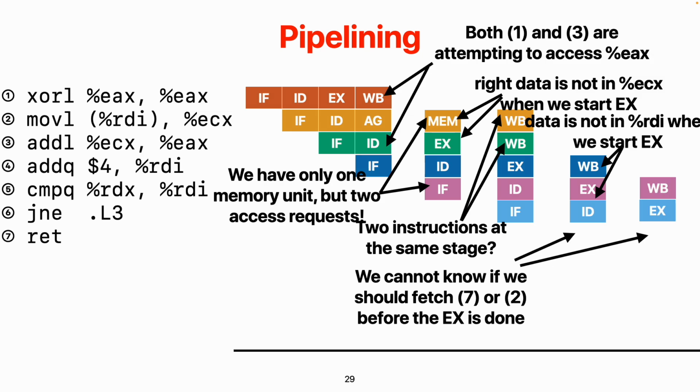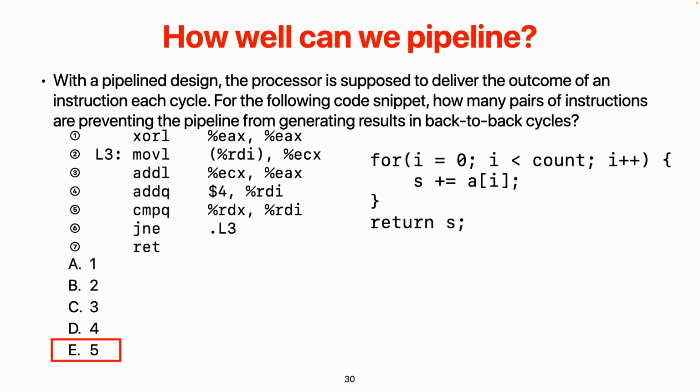So what turns out is that, in fact, 1 and 2 doesn't have the issue, but 1 and 3, 2 and 3 do, and 3 and 3 doesn't have it. 2 and 4, 3 and who is that? 5 and 6. Well, yeah, 5 and 6 and 6 and 7, they all have this kind of issues, right? So the answer is actually 5 pairs of them. So in reality, it's so difficult to achieve the so-called CPI equal to 1 if the hardware doesn't do anything.